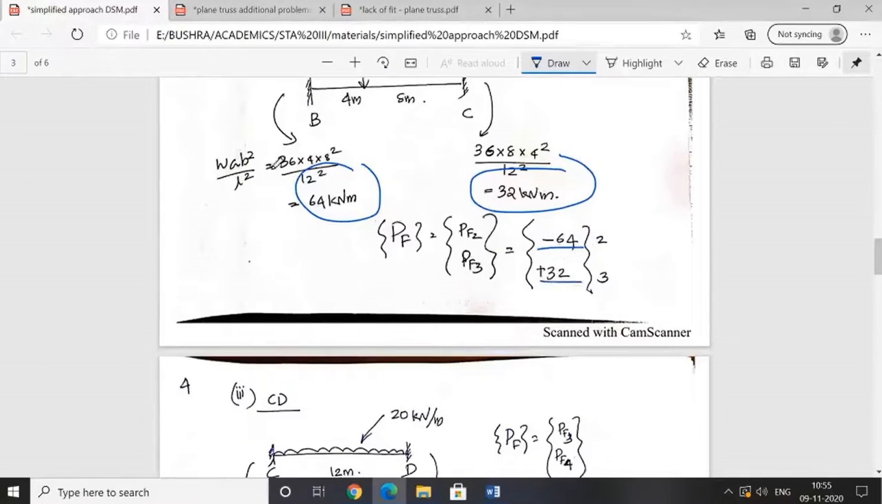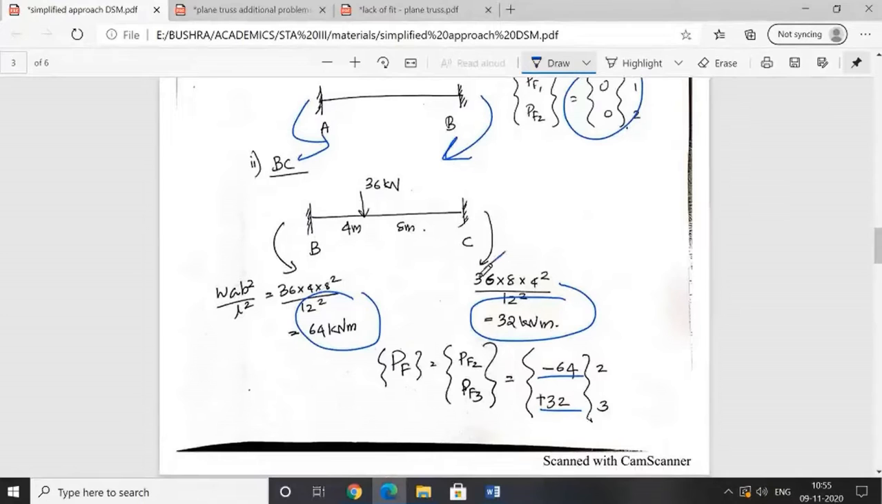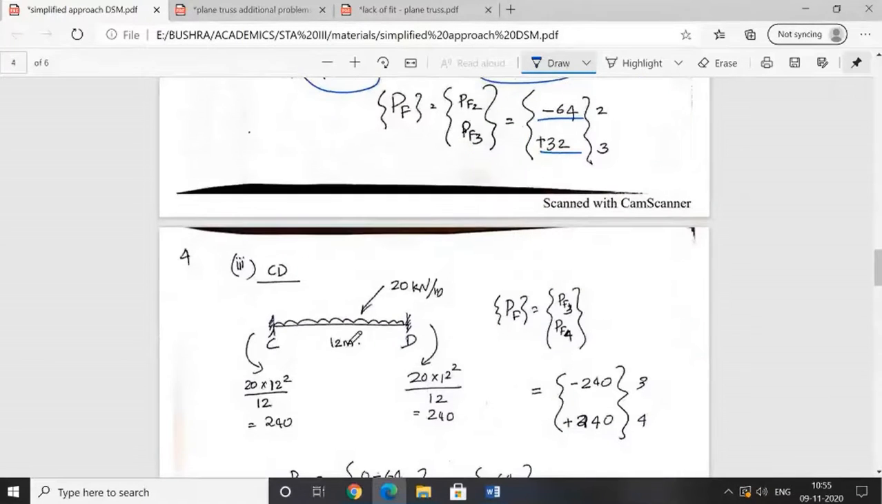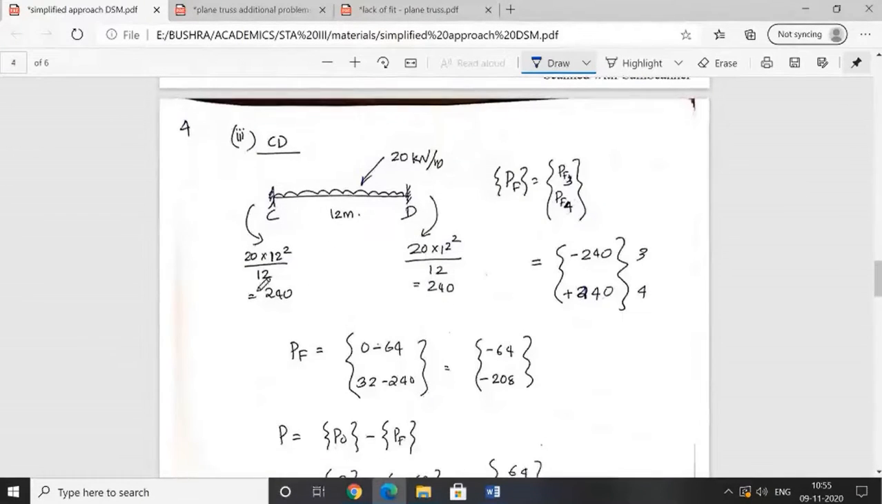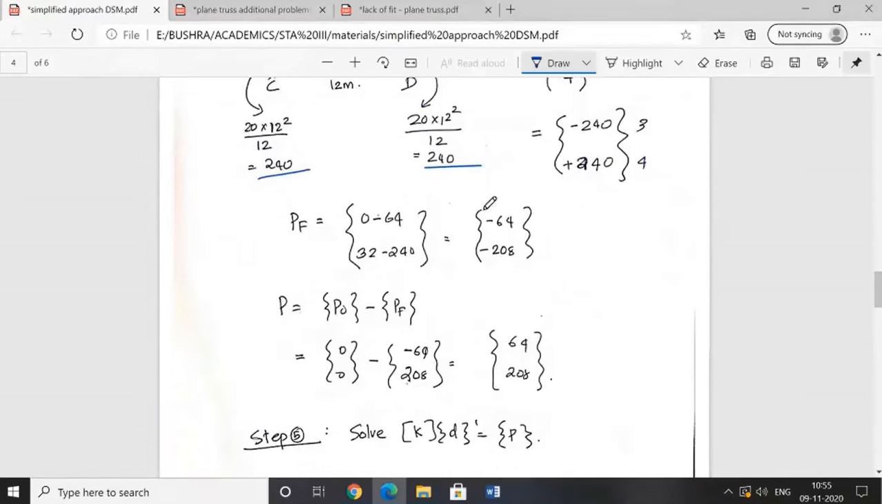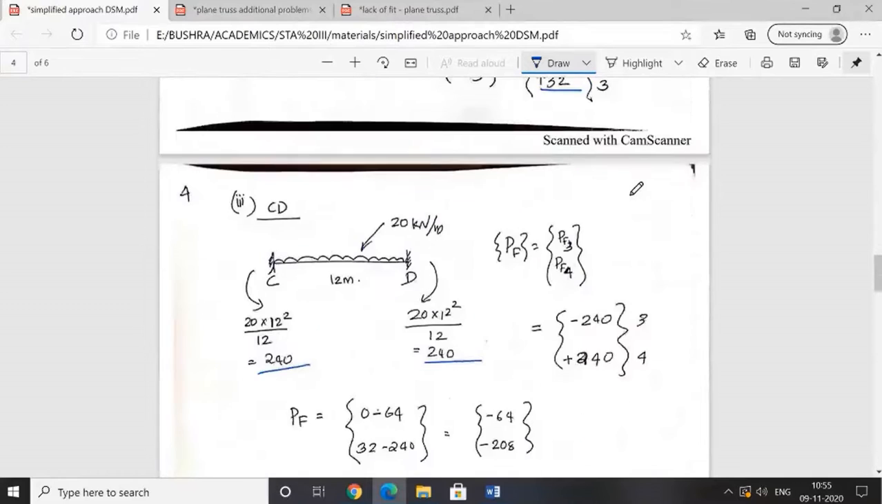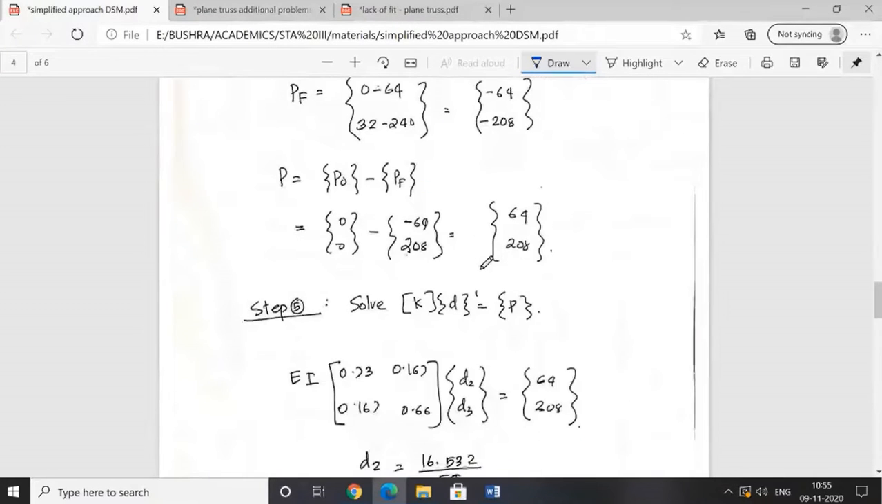It's minus 64 and plus 32. This is anticlockwise and this is clockwise. Okay, so for CD also you can find the PF values. This is minus 240 and this is plus 240. And PF of the entire structure, you can delete the arrested degrees of freedom and add the remaining.